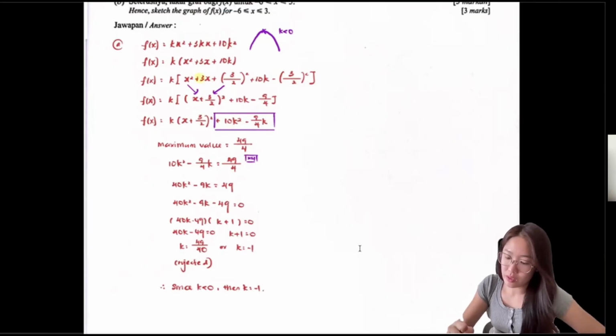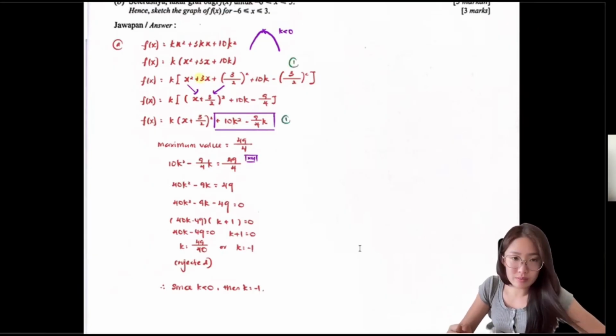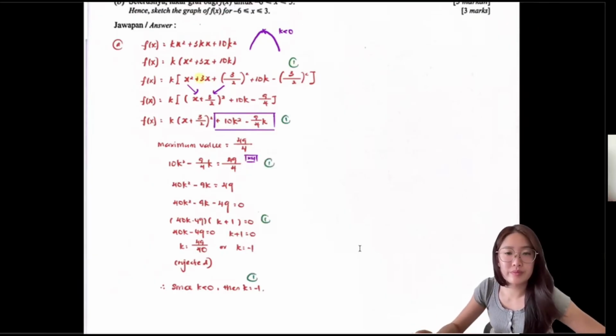Okay, so this one here, completing the square gives you 1 mark. Vertex form gives you 1 mark. Bringing out the values, 1 mark. Factorization, and your final answer.